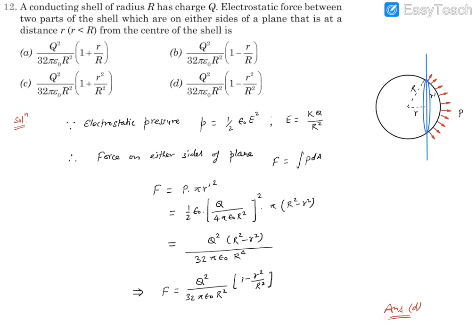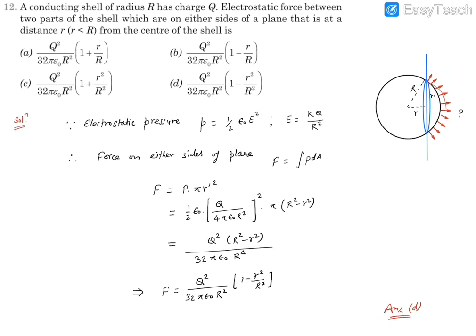Now we know this spherical shell, if it is charged, is going to have an electrostatic pressure, and the electrostatic pressure is given by half epsilon naught E square. Just inside, E is going to be 0, just outside, E is going to be kQ upon R square. So this pressure is going to be acting only on the outer surface. Inside there is not going to be any.